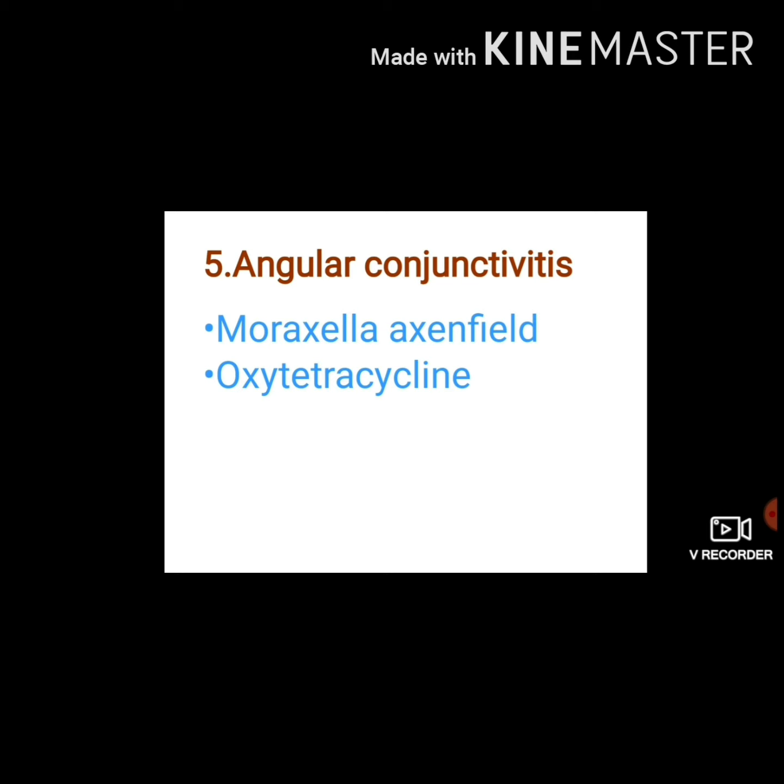Symptoms include dirty white foamy discharge at the angles. The signs include hyperemia of the bulbar conjunctiva near the medial and lateral canthi, and excoriation of the skin around the angle. The treatment is oxytetracycline 1% eye ointment 2 to 3 times a day, or you can use zinc lotion. So this much you can write for the 3 marks.